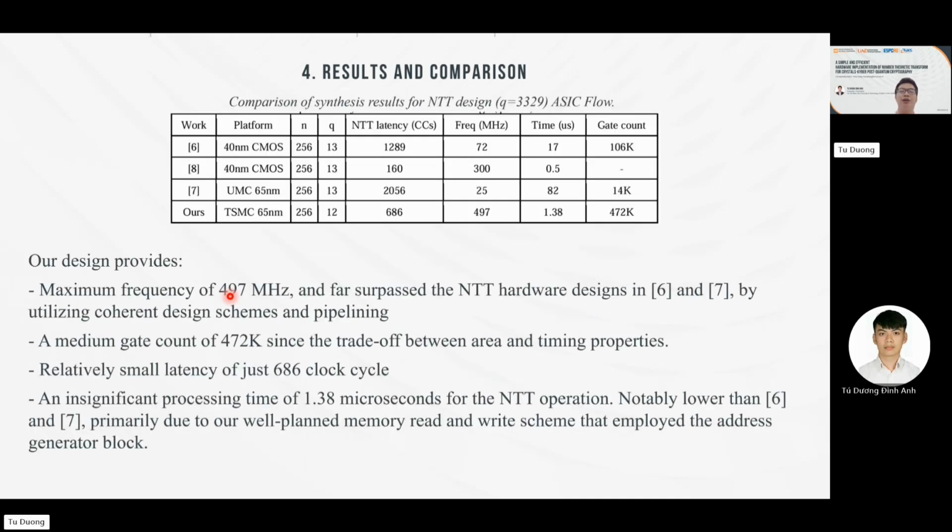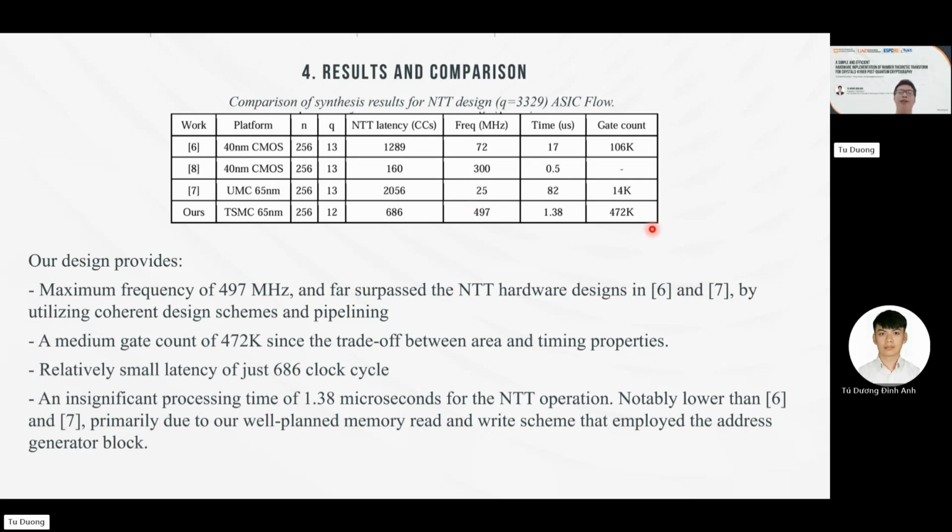So let's talk about our research on the ASIC side. This is a table of comparison. When we look at the frequency, you can see that our design frequency is very high. This is 497 MHz and is outperforming all the previous work. And when we look at the NTT latency, it is very small compared to work 7 and work 6. This is due to our address generator scheme that we use to read and write the memory.